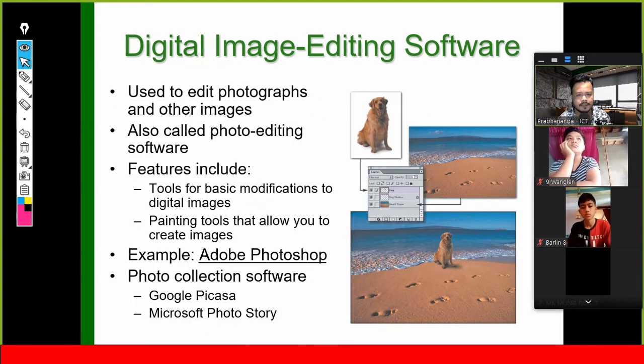Digital image editing software is used to edit photographs and other images, also called photo editing software. Features include tools for basic modification to digital images, and printing tools that allow you to create images. Example: Adobe Photoshop. Photo collection software: Google Picasa, Microsoft Photo Story. Google Picasa is nowadays commonly used for photo browsing and photo viewing.